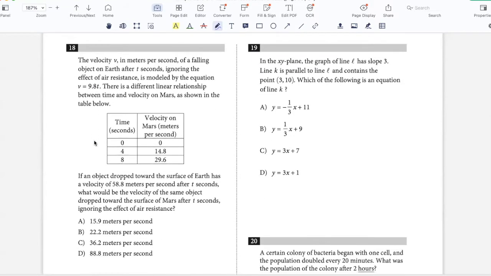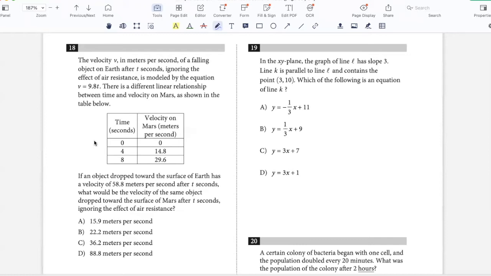The velocity in meters per second of a falling object on Earth after t seconds, ignoring the effect of air resistance, is modeled by this equation. There is a different linear relationship between time and velocity on Mars, as shown in the table below. If an object dropped towards the surface of Earth has a velocity of 58.8 meters per second after t seconds, what would be the velocity of the same object dropped towards the surface of Mars after t seconds?